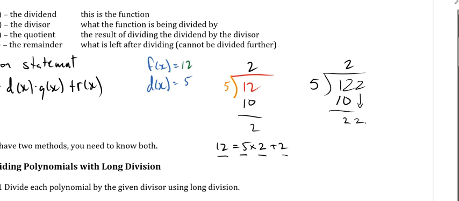Here's the trick. I bring down the 2. Do you remember doing that? Vaguely, at least. How many even times does 5 go into 22? 4 times. 4 times 5 is 20. 22 minus 20 is 2.